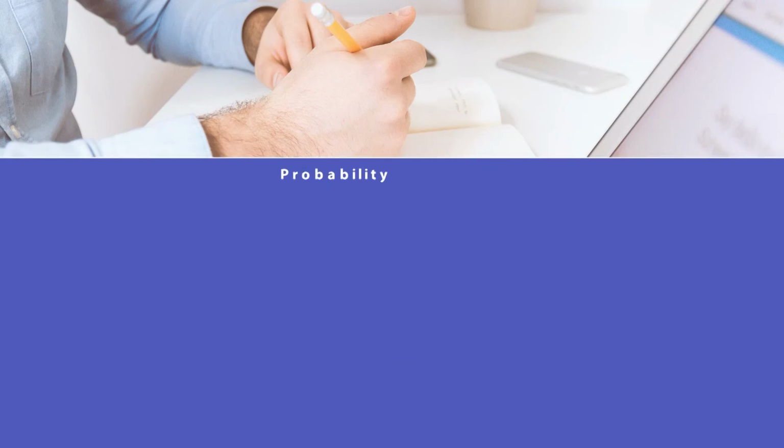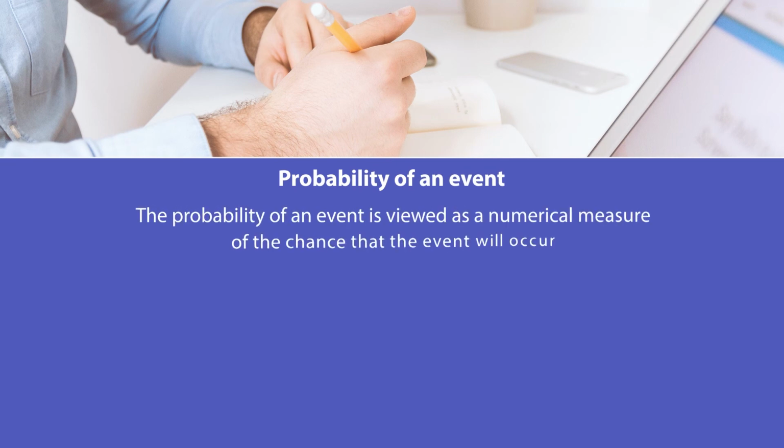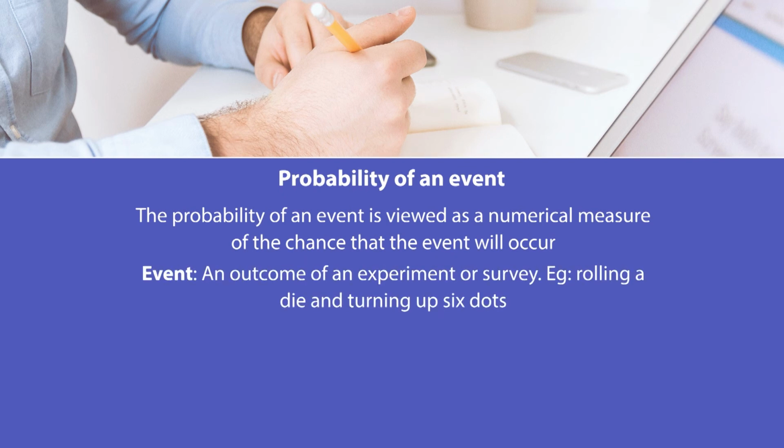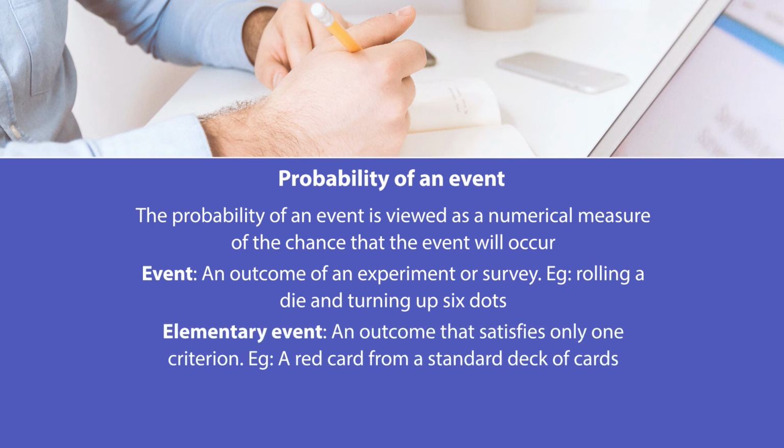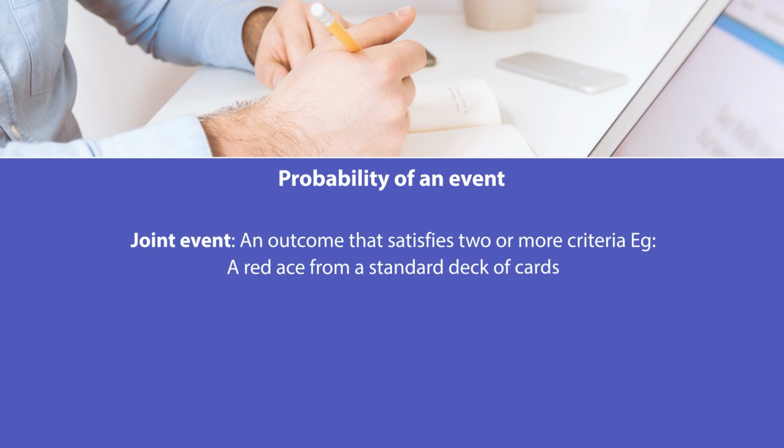So the probability of an event is viewed as a numerical measure of the chance that the event will occur. If you talk about the event, it is an outcome of an experiment or survey, like rolling a die and turning up 6 dots. An elementary event is one of the components of an event, an outcome that satisfies only one criterion, like a red card from a standard deck of cards. Or if you talk about a joint event, it is an outcome that satisfies 2 or more criteria, like a red ace from a standard deck of cards.